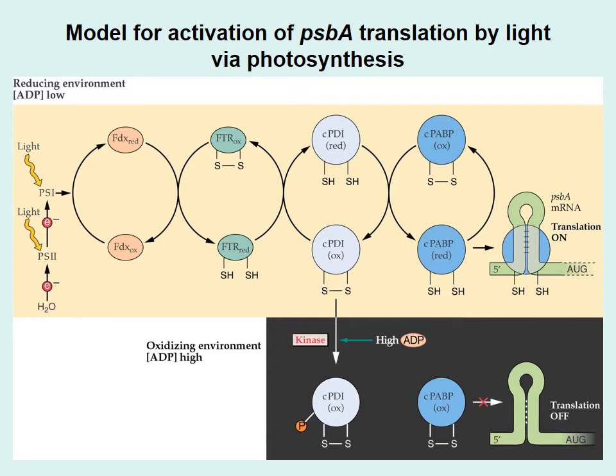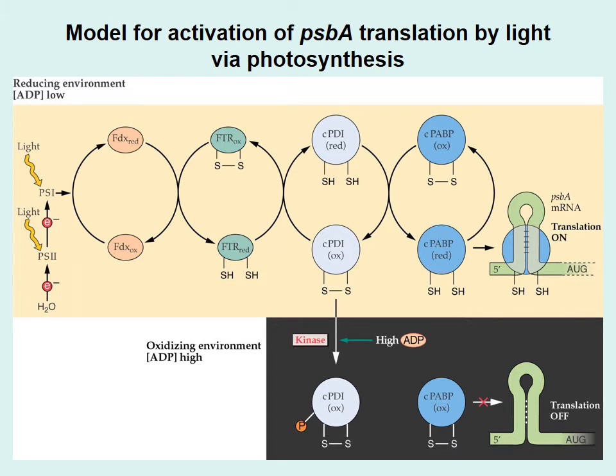The presence of light is a reducing environment, and the absence of light is an oxidizing environment. So when I say that the kinase is functional in the reducing environment or in the presence of light, that means there will be a low level of ADP. That means the ATP will be continuously used for the biosynthesis of ATP during the light reactions of photosynthesis.